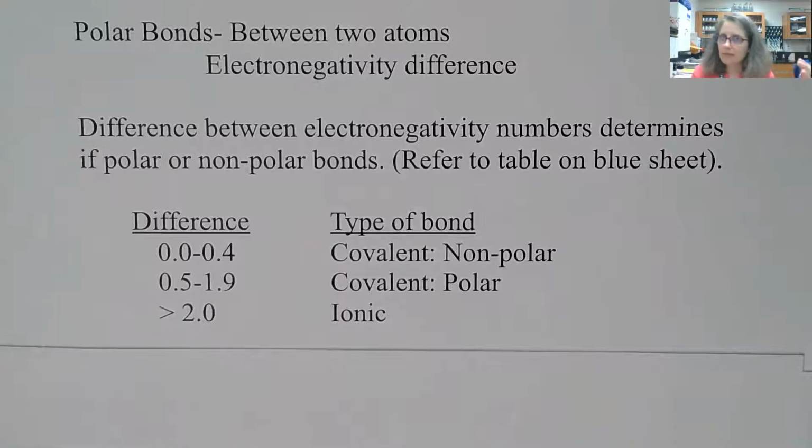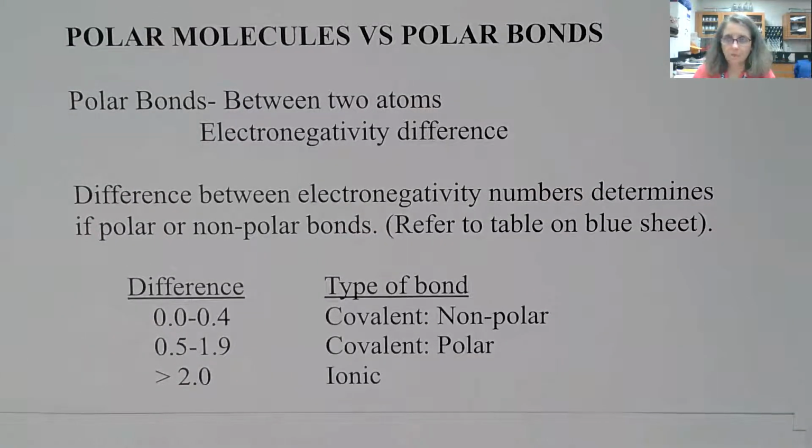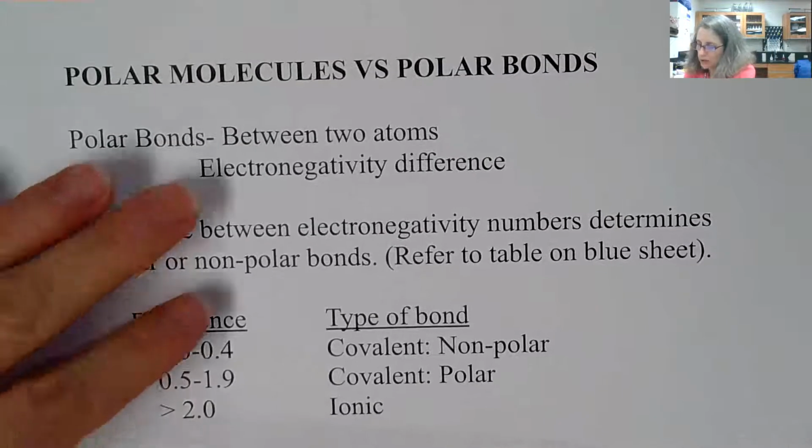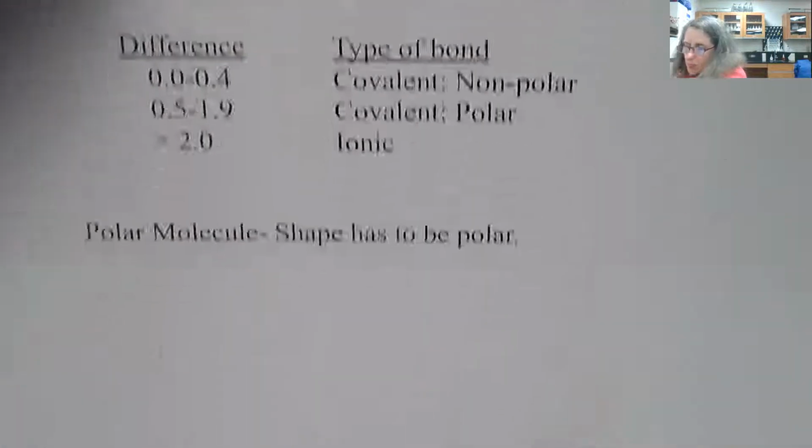If you have a really big difference, greater than 2, then we're going to consider that more of an ionic bond rather than covalent. So that is how we determine if it's a polar bond, just by the electronegativity and subtracting the two numbers. Pretty straightforward. What is a little bit more tricky is polar molecules.